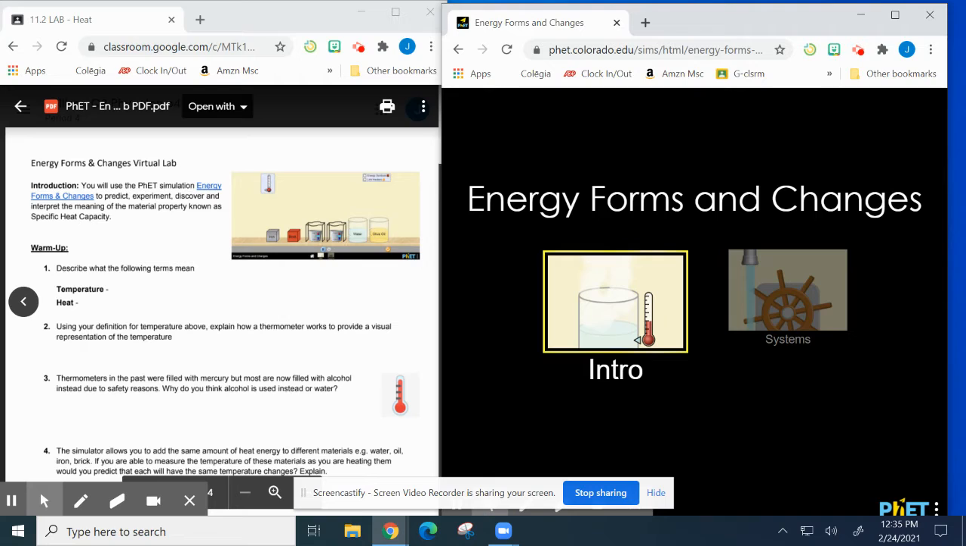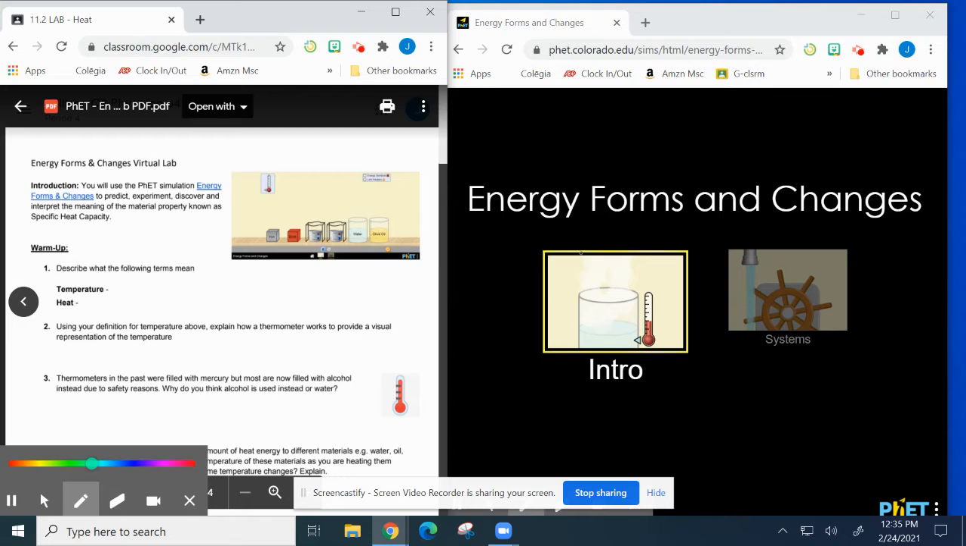Okay, so first of all, warm up. It says, what do the following terms mean? All right, so there's a difference between heat and temperature. Heat is the total energy. It's the energy of the system. Temperature is a measurement of the average kinetic energy of the molecules in something.